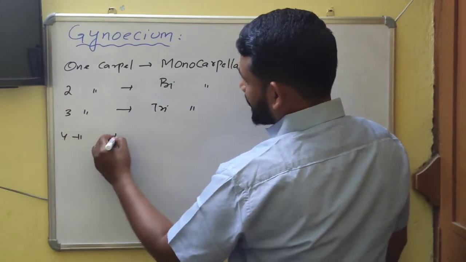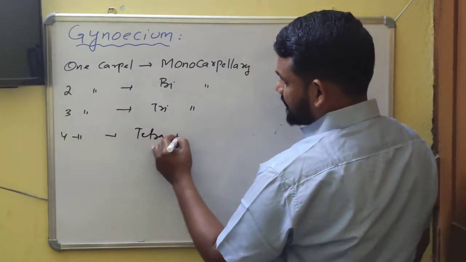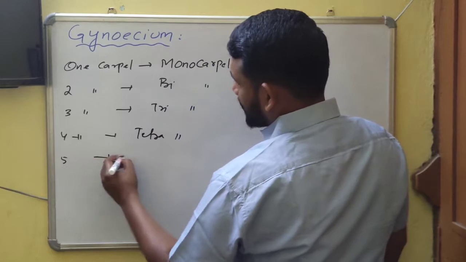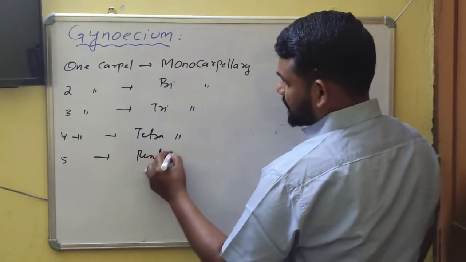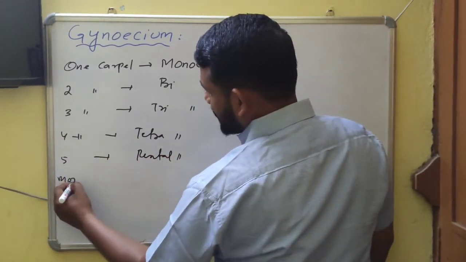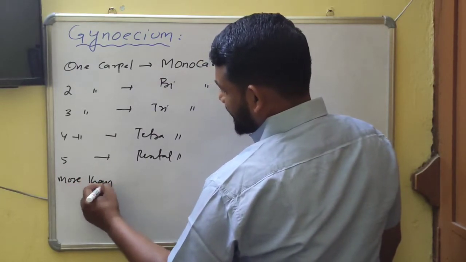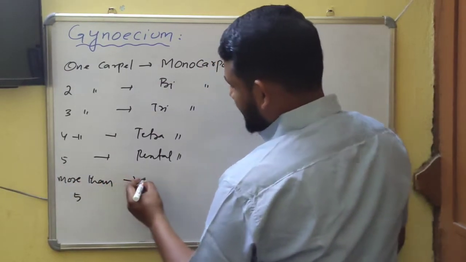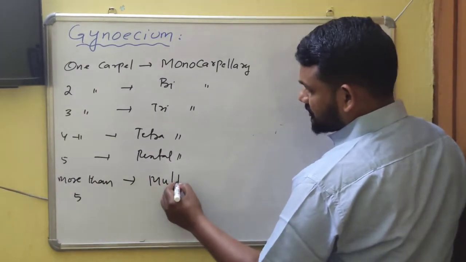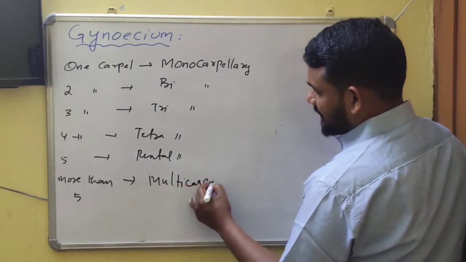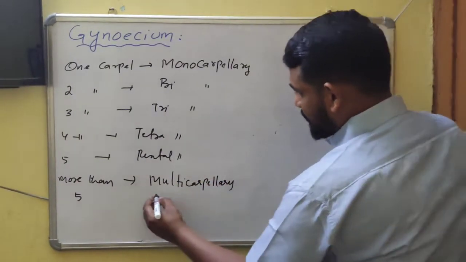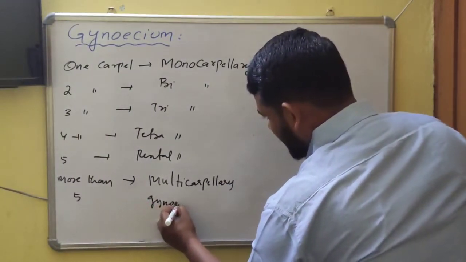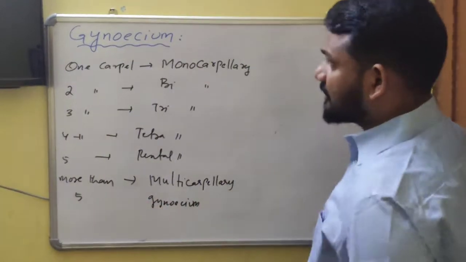If four, tetracarpellary gynoecium. Or five, pentacarpellary gynoecium. If more than five carpels are present in a gynoecium, then the gynoecium is known as multicarpellary gynoecium.